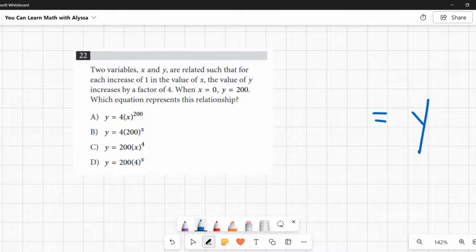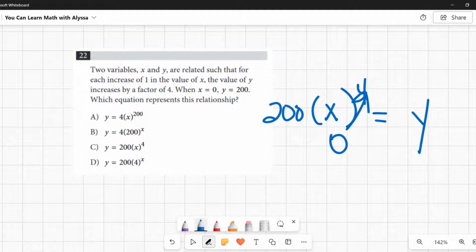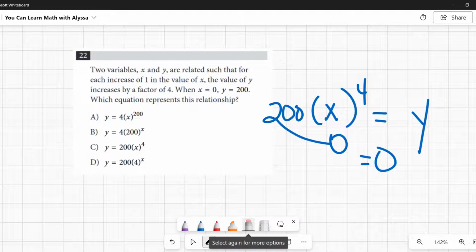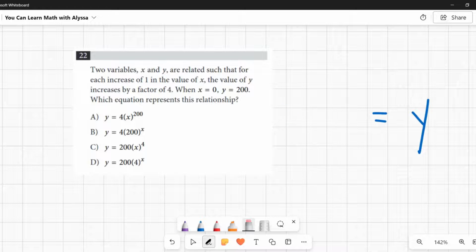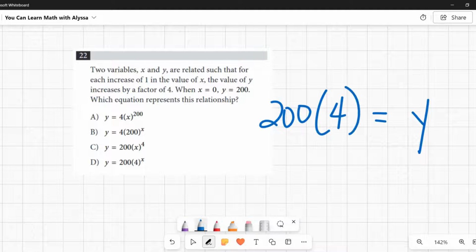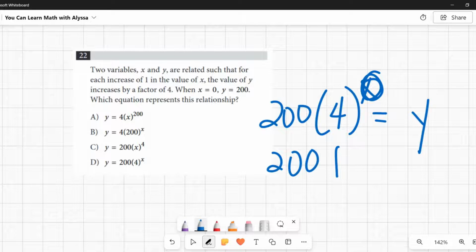All right, our next one is 200 times x to the power of 4. Okay, when x is 0, y is 200. All right, x is 0. 0 to the power of 4 is 0. 200 times 0 is 0. No, this is not looking good. D better be right, or else we're going to have to go back and check our math. 200 times 4 to the power of x. What happens when x is 0? 4 to the power of 0 is 1. Oh, happy day. 200 times 1 is 200. Ding, ding, ding. We've got our answer.